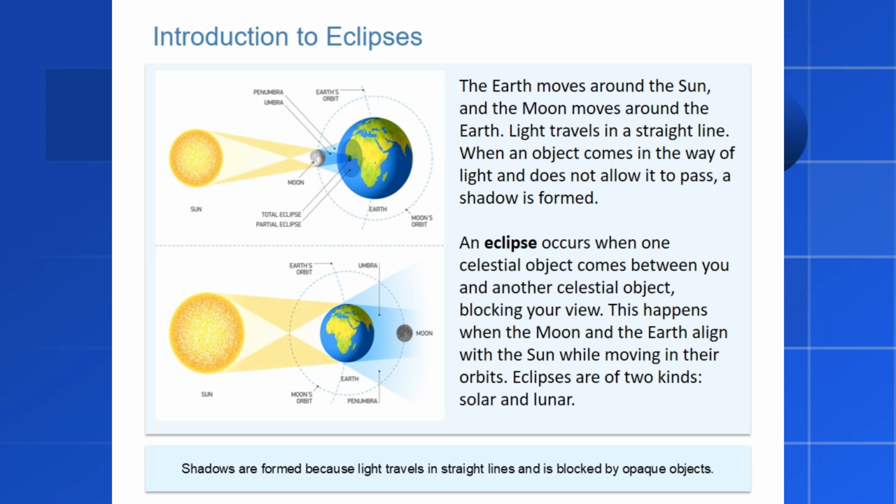This alignment typically happens when the Moon and the Earth, in their respective orbits, come into a straight line with the Sun. Eclipses are broadly categorized into two main types, the solar eclipse and the lunar eclipse. Let's explore each of them in detail. Here's a fun fact about shadows. They are formed precisely because light travels in straight lines, and when an opaque object gets in the way, it blocks that light.